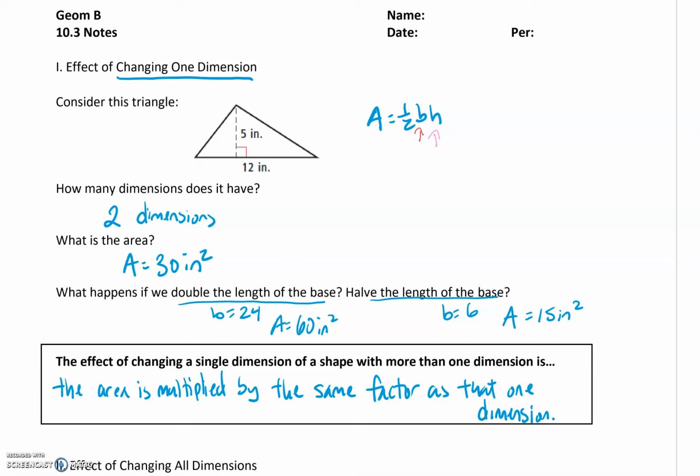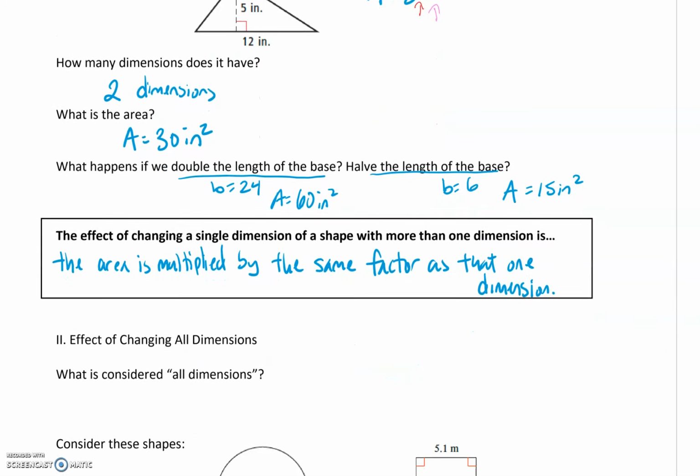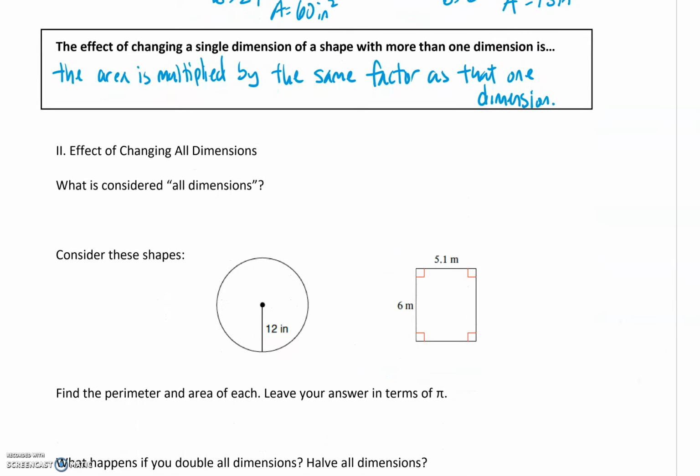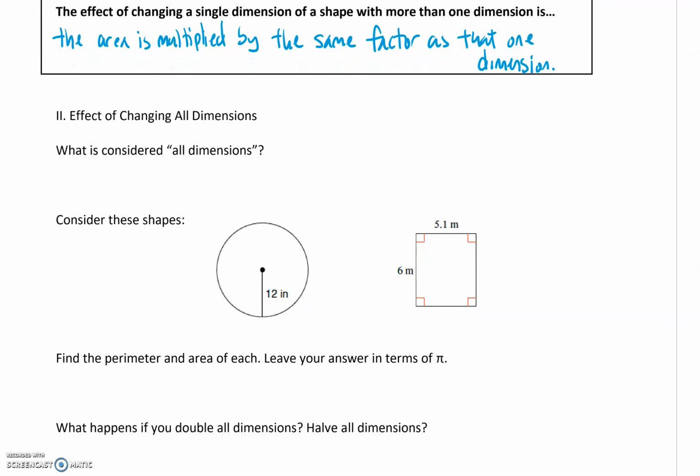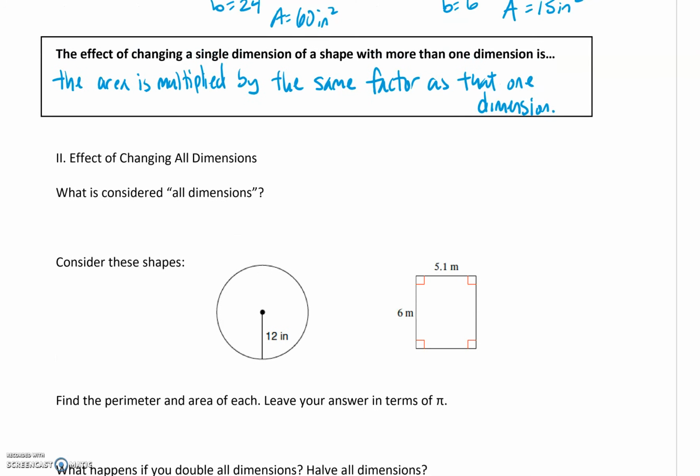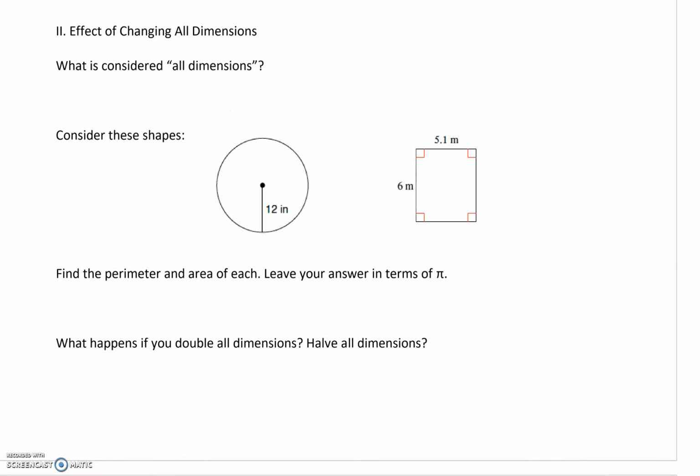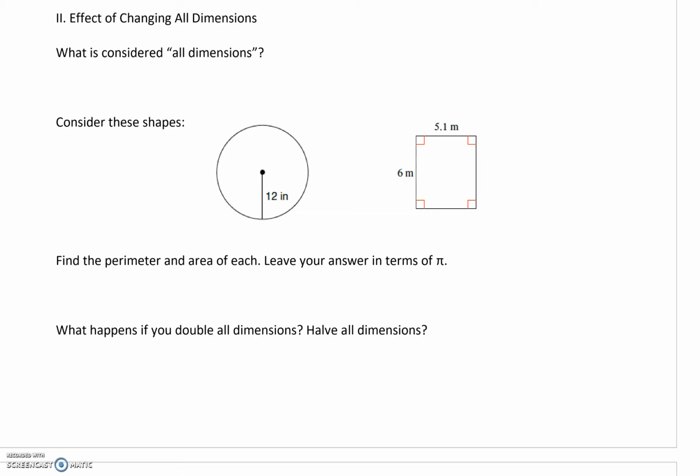Now, of course, we don't have to be limited to changing just one dimension. We can now change all dimensions. So first we have to think about, wait, what do you mean by all dimensions? Don't you mean 2? Well, it depends on the shape. What is considered all dimensions? So remember, we're not thinking about the idea of 2D or 3D in terms of our shape, but we're thinking about the measurements, those unique measurements. So again, think about your area formulas. So for example, going back to that triangle, area is 1/2 base times height. Here, all dimensions mean both base and your height, right?